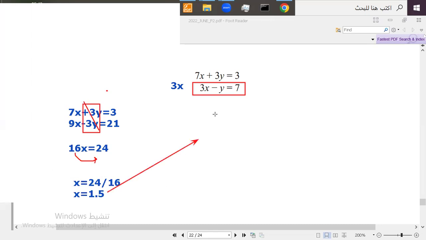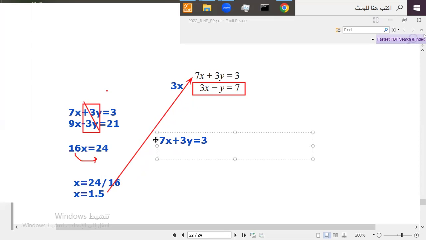the value of y. I can use any equation of these, so I'm going to use the one on top here. So 7x plus 3y equals 3. Now I know that x is 1.5. So 7 multiplied by 1.5, okay, plus 3y equals 3. Now 7 times 1.5, I'll do it with a calculator. 7 times 1.5 will equal 10.5.